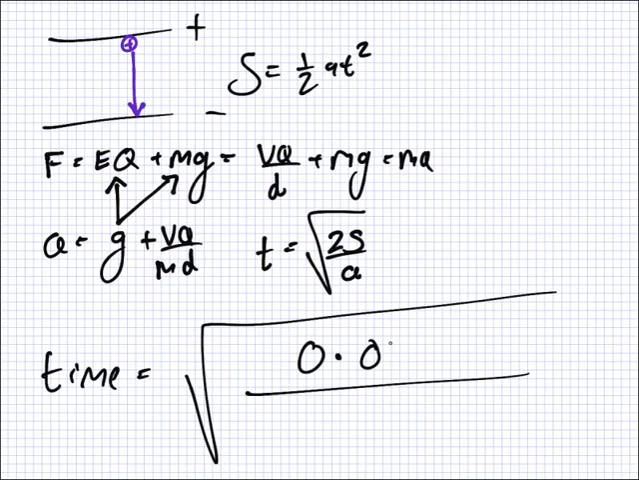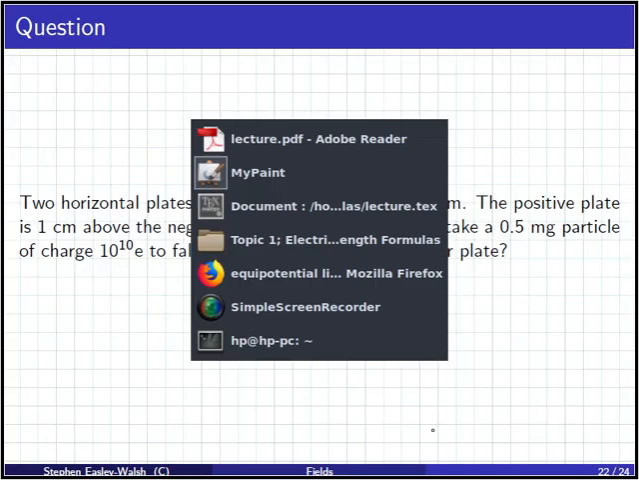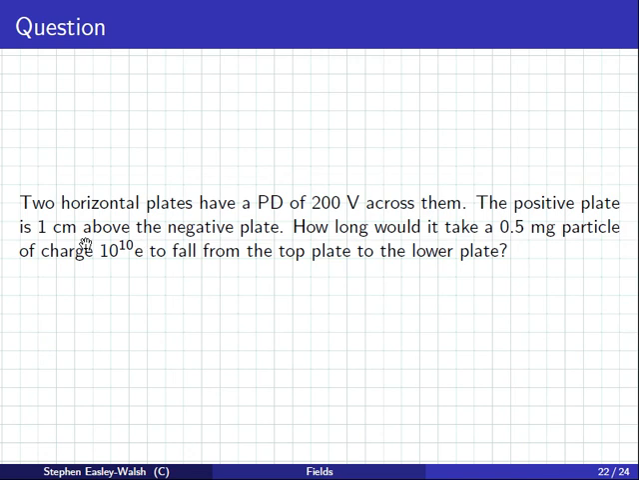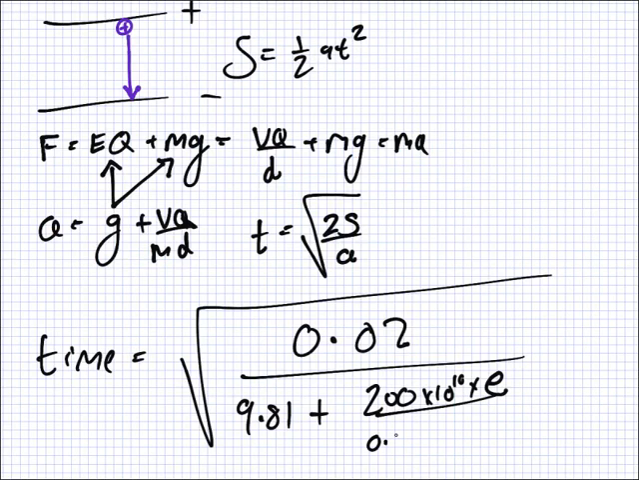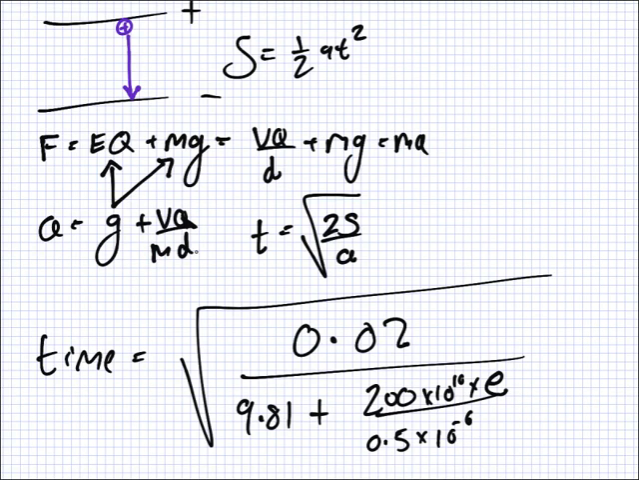2S, and then the A is 9.81 plus 200 times, that's a Q, times 10 to the 10 times 1.6, E over half a milligram, times D. Right.